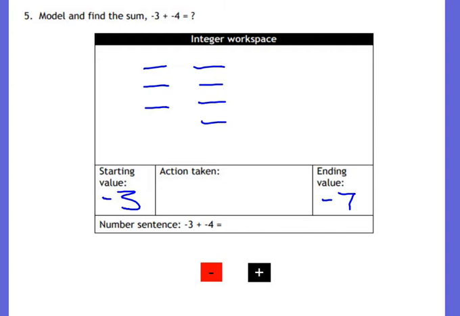So recapping the actions I took, started with -3, then what did I do? Added 4 negative tiles. It's in the plus sign. That's the plus sign. It tells me to add tiles. Did I remove any? No. So -3 plus -4 equals what? -7. So most of you knew that just looking at it? Yes. Impressive.